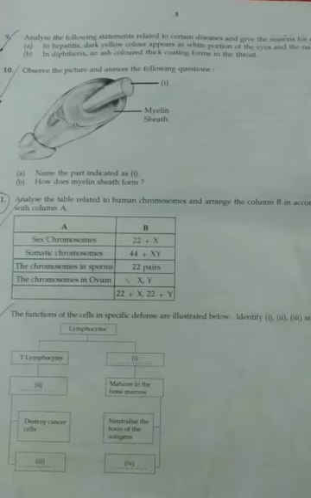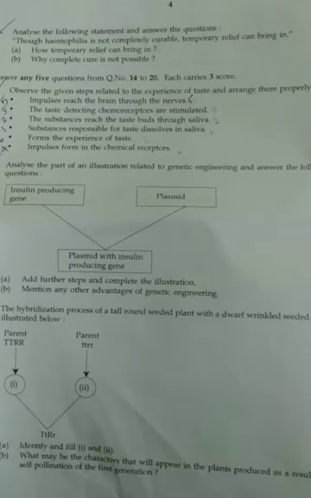So you need to write another function of T lymphocyte for the third one. You can write: destroy virus infected cells. And in the same manner, B lymphocyte functions are given: neutralize the toxins of antigen. So for the fourth one, you can write another function of B lymphocyte. You can write: produce antibodies against antigen. So that's all about the 12th question. Then look at the 13th question. Analyze the following statement and answer the question.